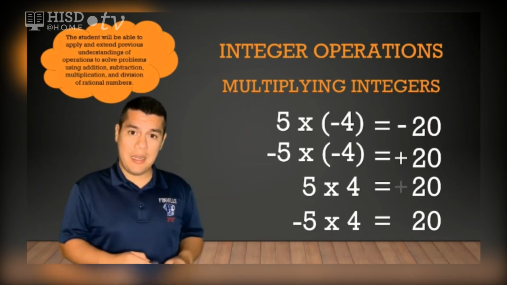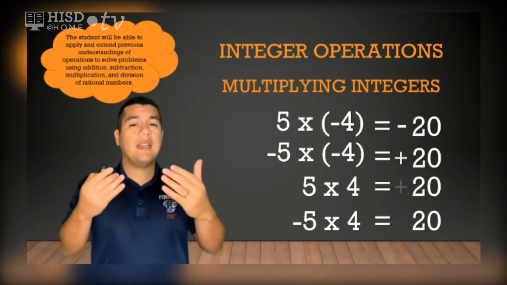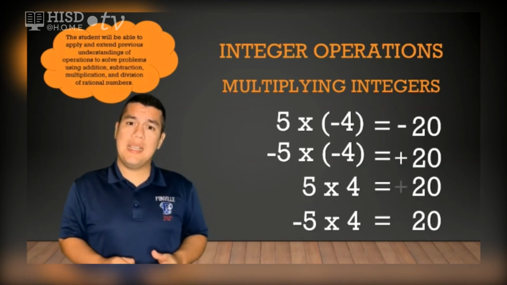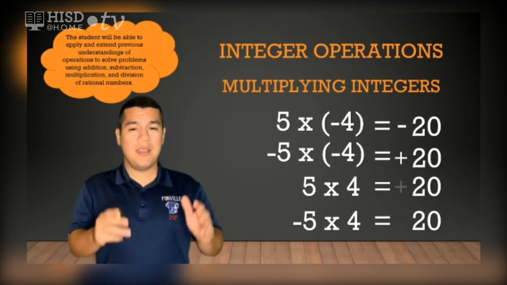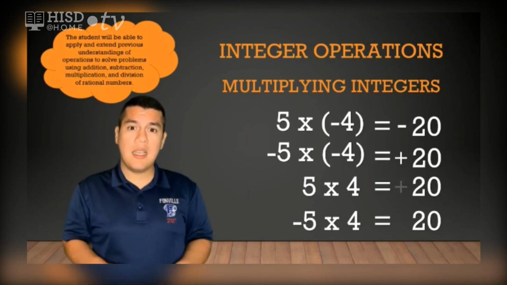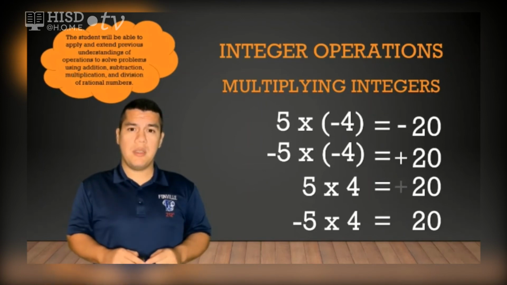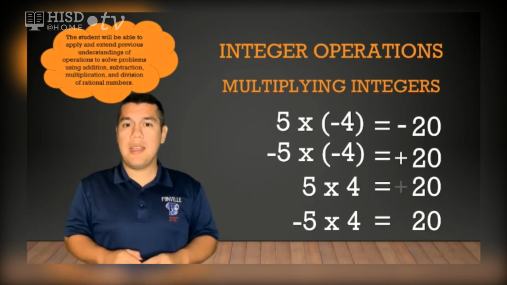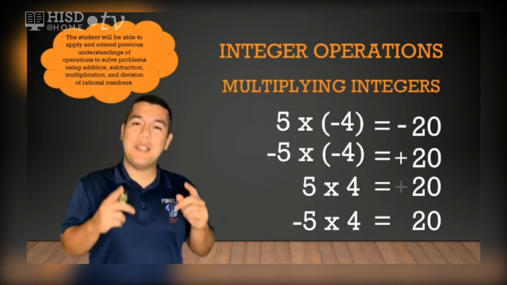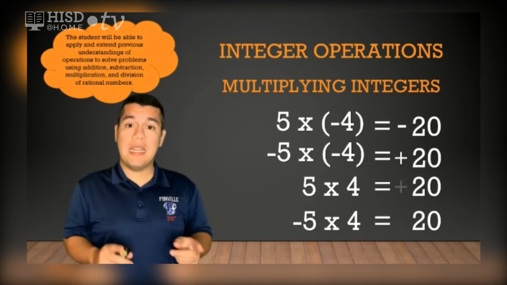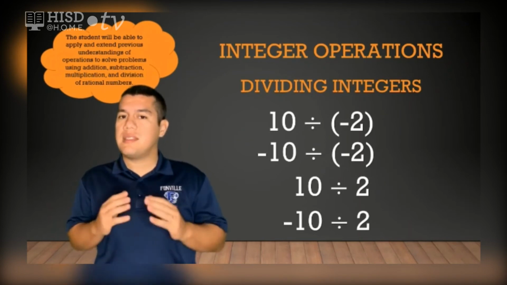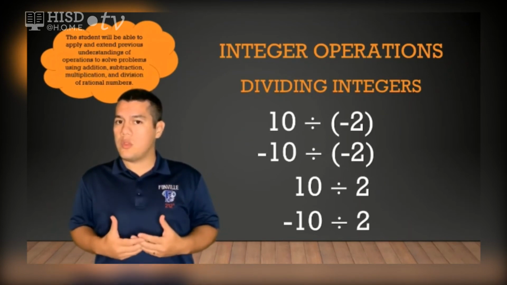to be negative. So these give us the 2 rules of multiplication of integers that say if both numbers that you are multiplying have the same sign, the result is gonna be positive. But if both numbers have different signs, then the result is going to be negative. For dividing integers, we actually have the same 2 rules.